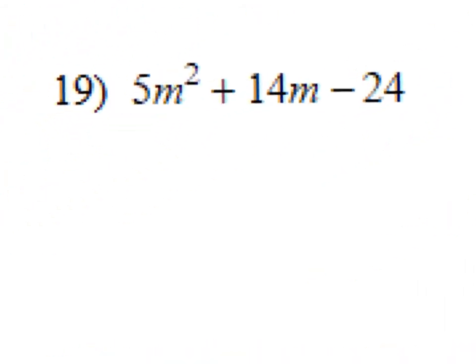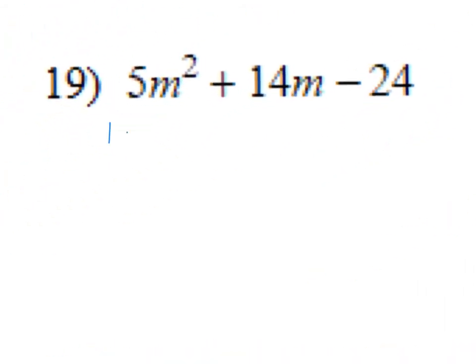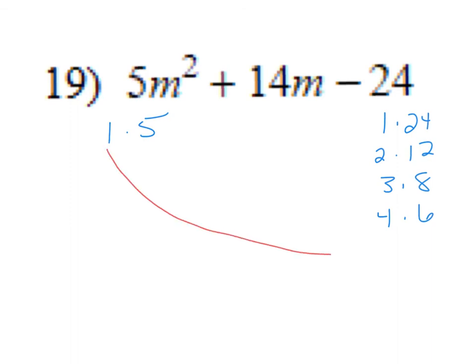Okay, number 9. All right, starting my list here because I do have a number out front and there's no GCF. So I've got 1 times 5, 1 times 24, 2 times 12, 3 times 8, and 4 times 6. All right, so I'm looking for some sort of combination here that will get me a 14. So let's take a look here at 1 times 6 would be 6, and 5 times 4 would be 20. And if I make this one negative, that's going to get me that positive 14 that I'm looking for here.